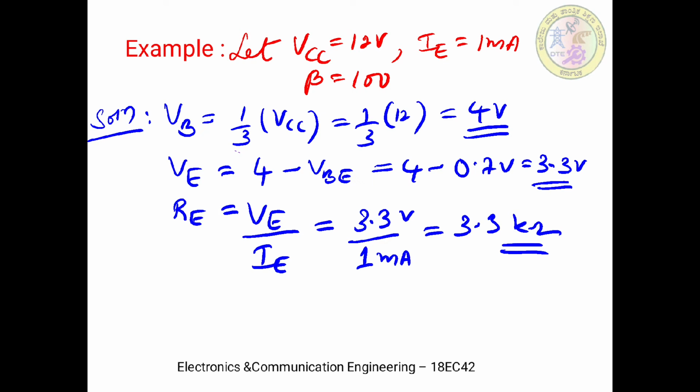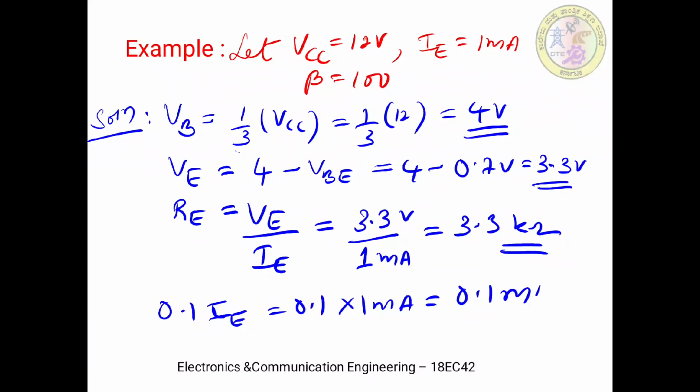And one more design consideration is that we have to select a voltage divider current equal to 0.1 IE. This is also one of the design rules. So a voltage divider current of 0.1 IE is considered, that is 0.1 into IE, which is 1 milliampere, so that is equal to 0.1 milliamperes.